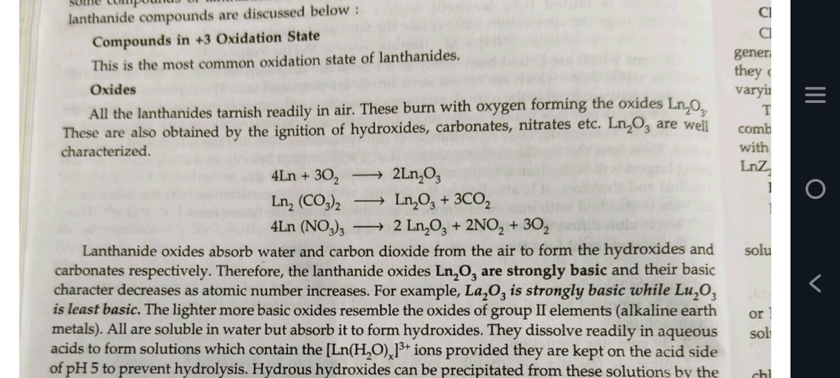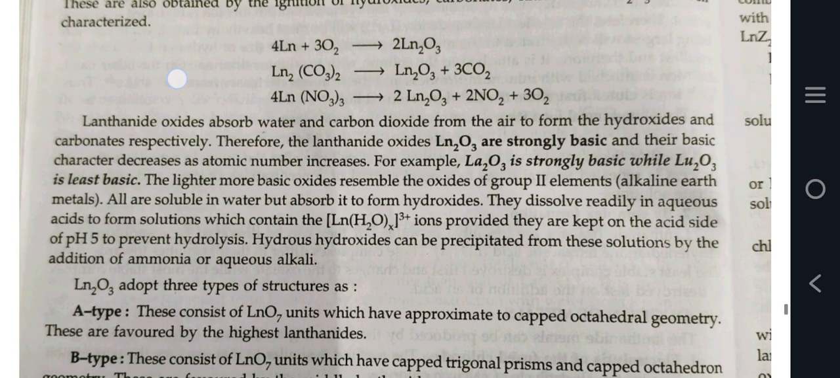These burn with oxygen, forming the oxide Ln2O3. These are also obtained by the ignition of hydroxide, carbonate, nitrates, etc. Ln2O3 are well characterized. Lanthanide oxides absorb water and carbon dioxide from the air to form the hydroxide and carbonate respectively. Therefore, the lanthanide oxides Ln2O3 are strongly basic and their basic character decreases as atomic number increases. For example, La2O3 is strongly basic while Lu2O3 is least basic.